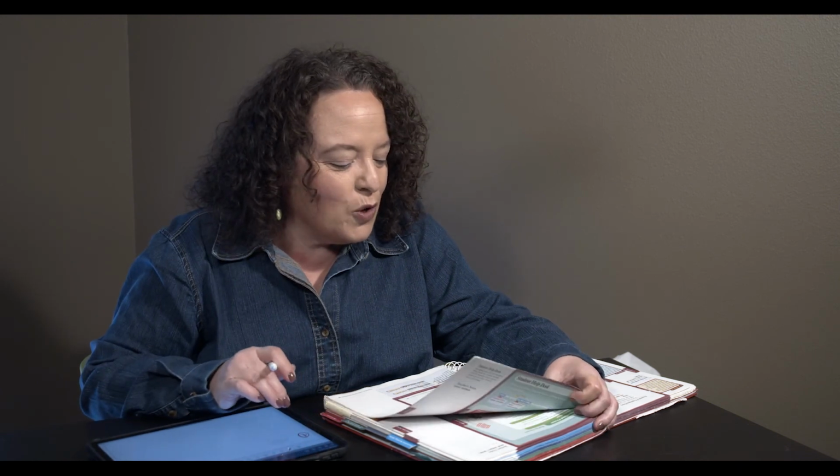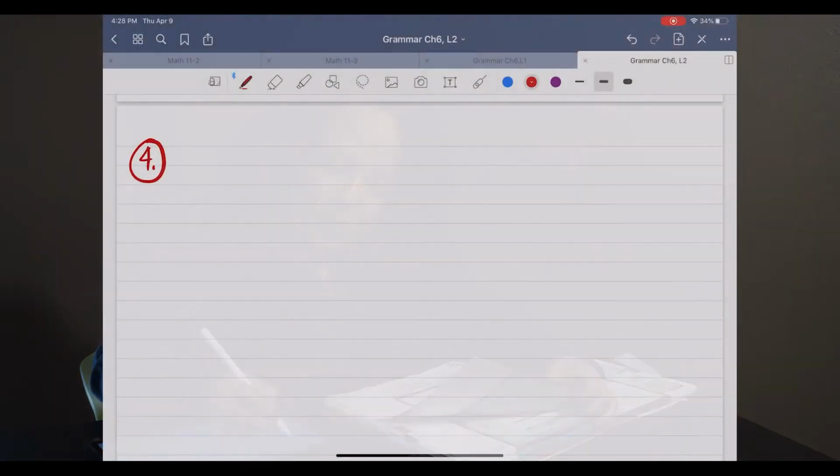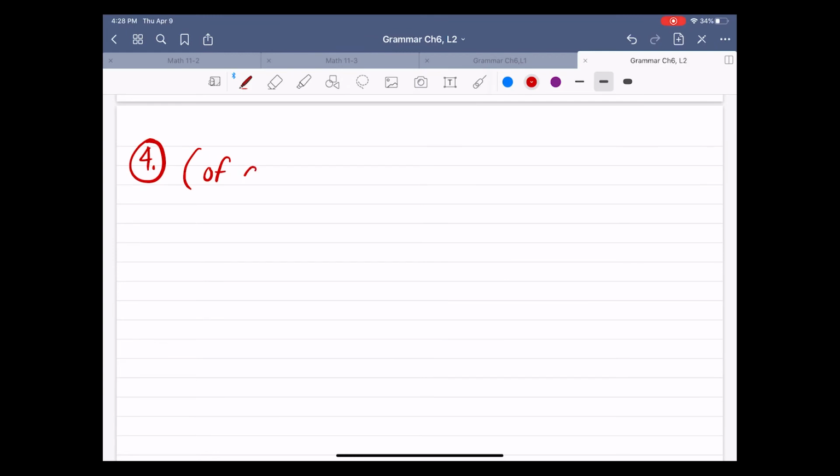All right, you're back so soon. Did you really try or did you just keep going? Number 4. They also control huge populations of garden pests. So the one thing that pops right out is of garden pests. That's your prepositional phrase. Of is your preposition, pests is your object of the preposition.